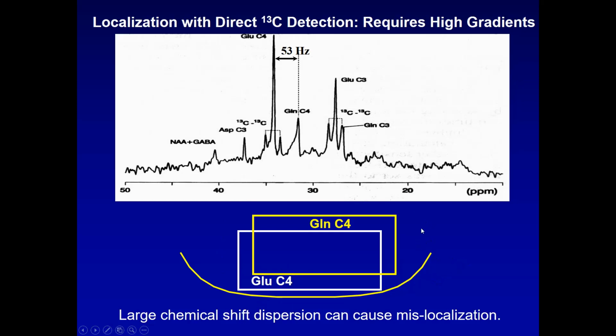So if the volume is very large compared to the dispersion artifact, it doesn't matter much. But that's not always easy to achieve. And to minimize it, typically what we do is make the gradient strength high.